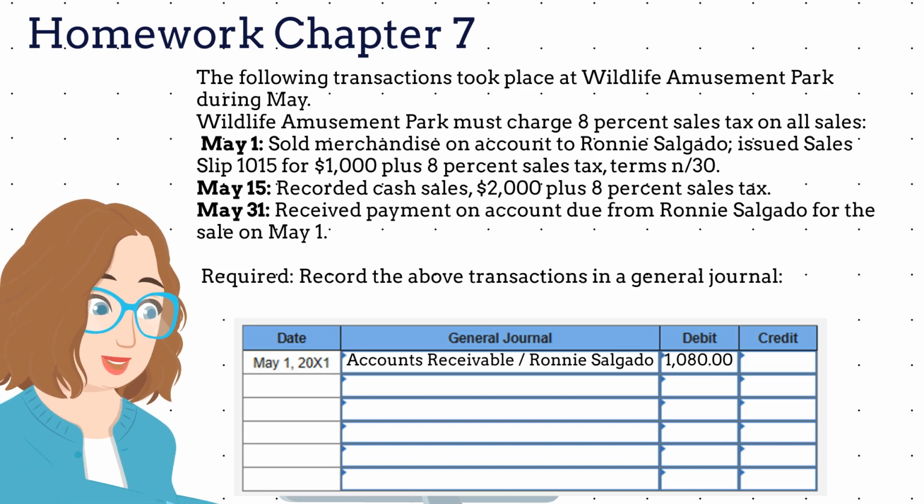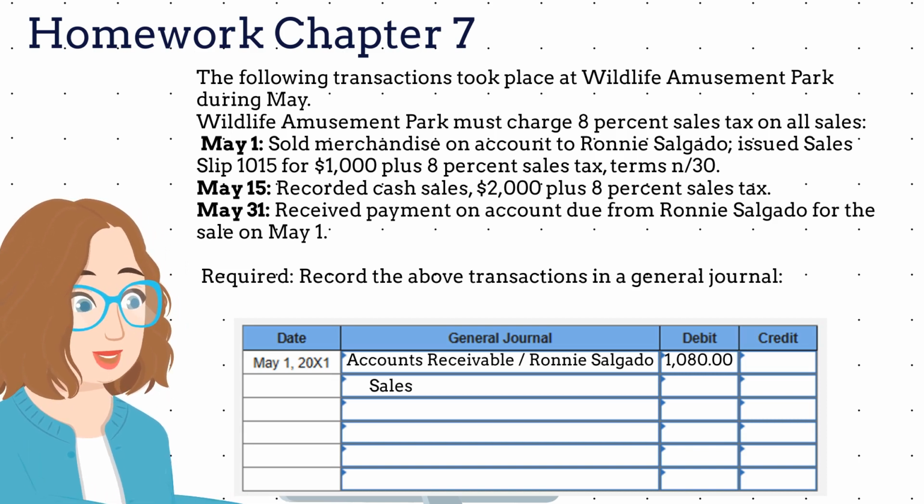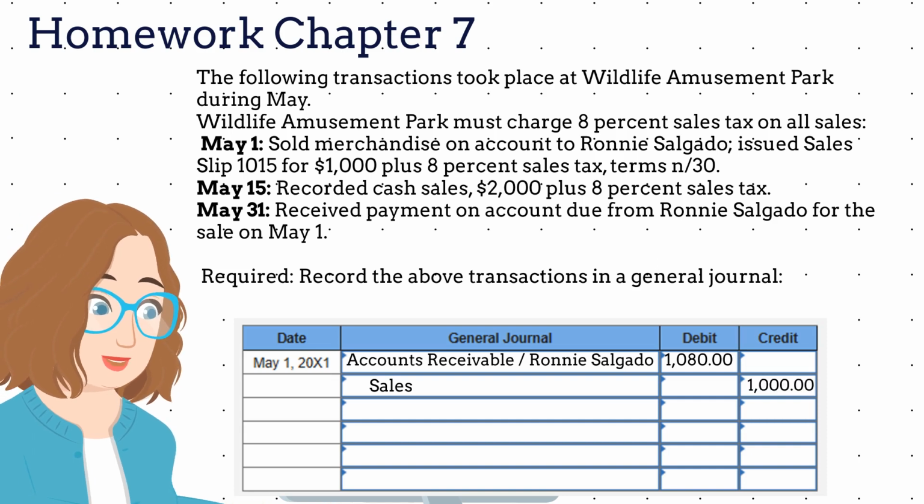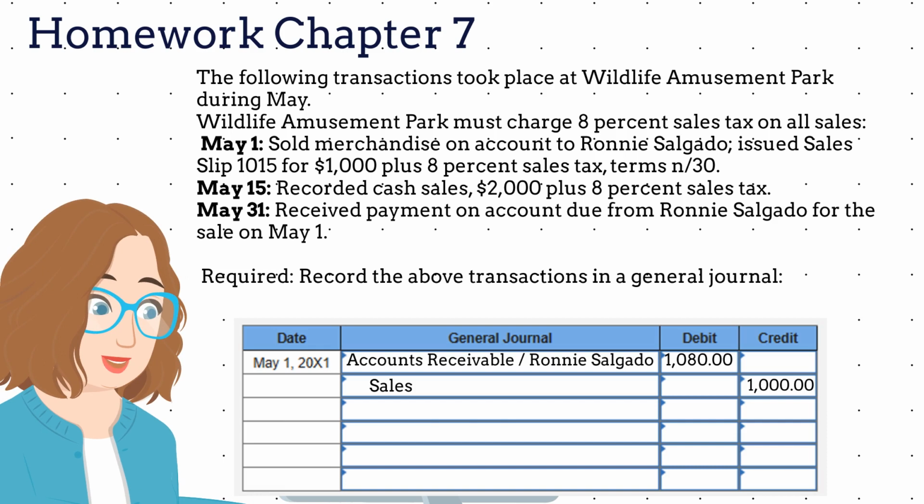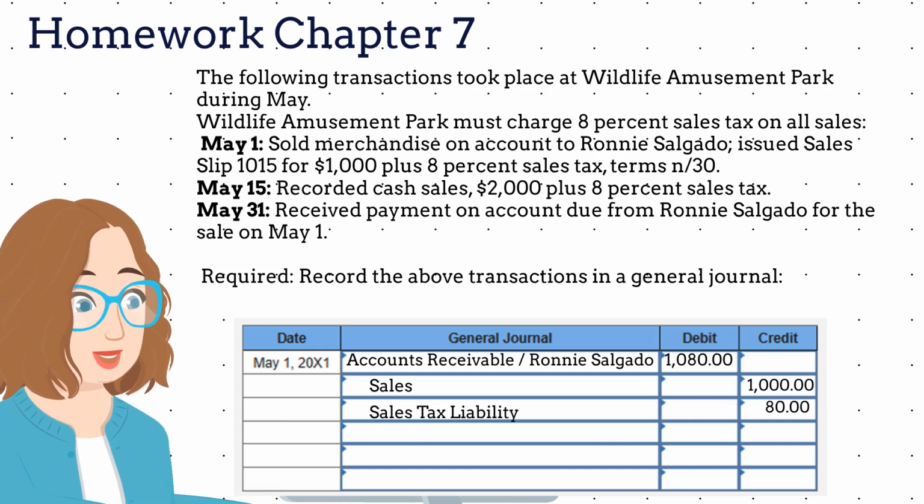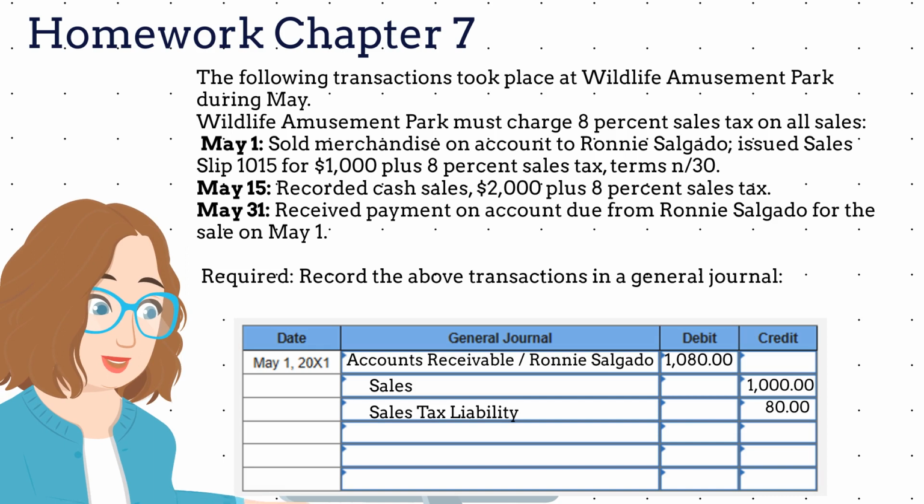On the next line, we slightly indent and write sales in the description and 1,000 in the credit column. On the next, we again slightly indent and write sales tax liability into the description and $80 into the credit columns. The next transaction is a cash sale.